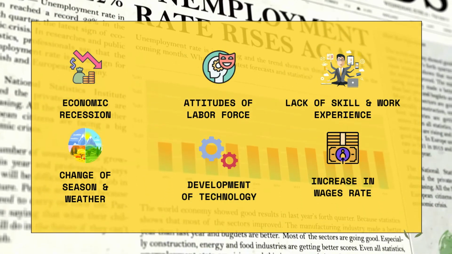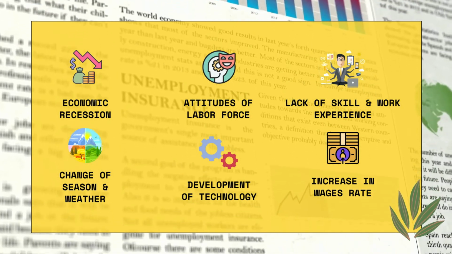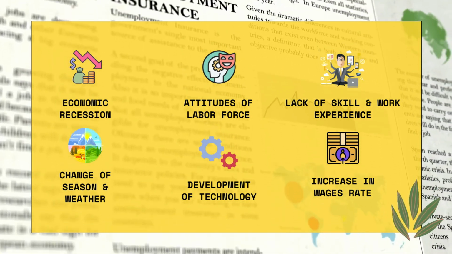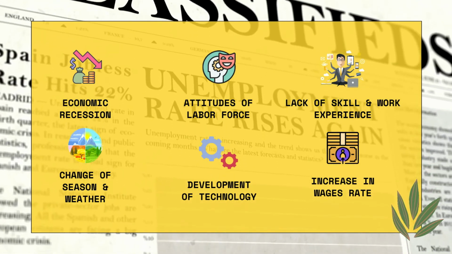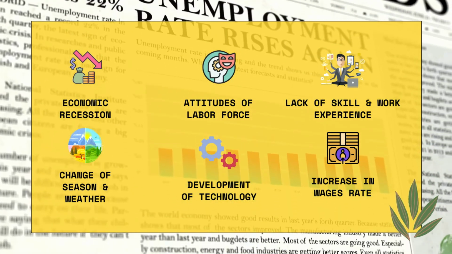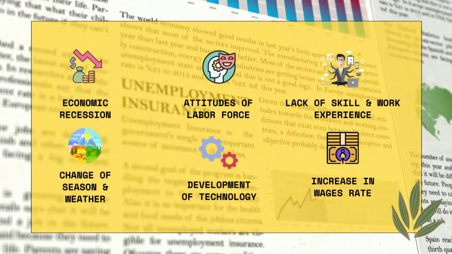The last factor is increase in wage rate. If a wage rate increase occurs in the country without an increase in productivity, the cost of production of the firm will increase, and this will cause labor to be replaced with capital, such as machines.